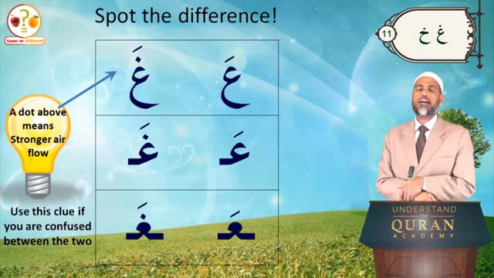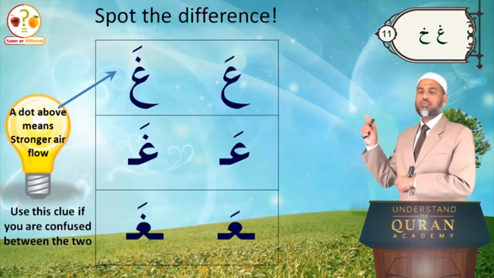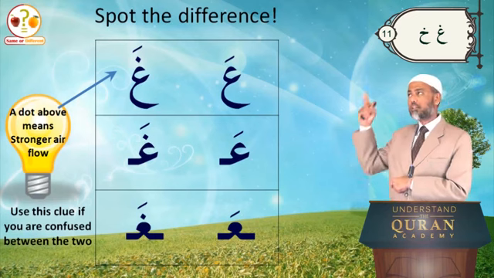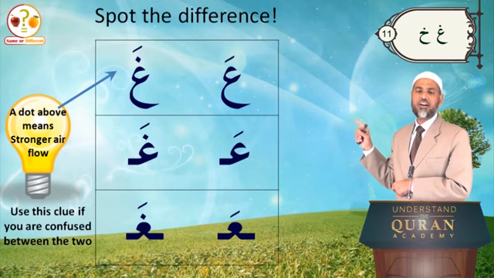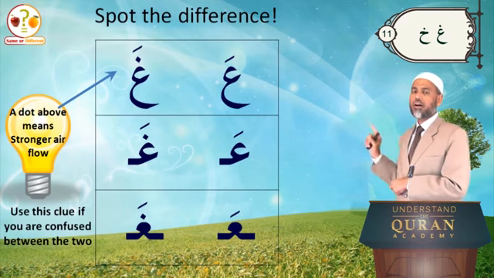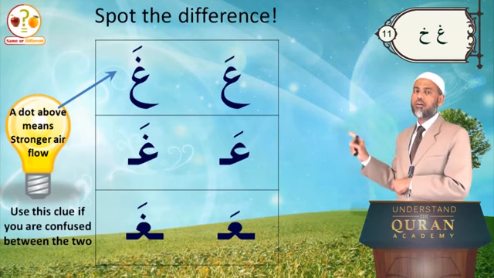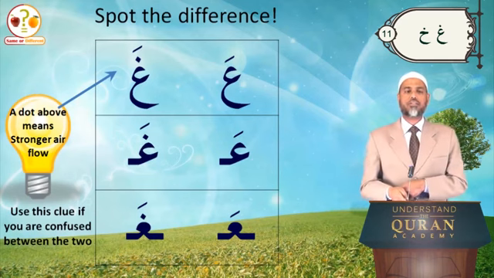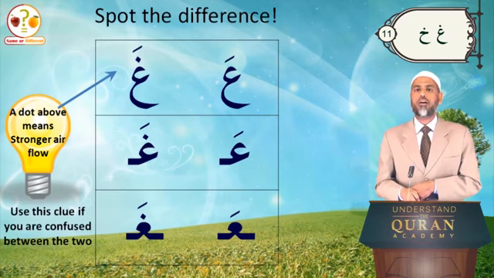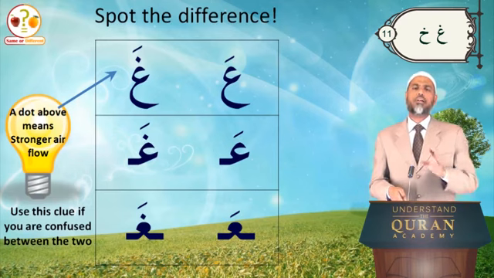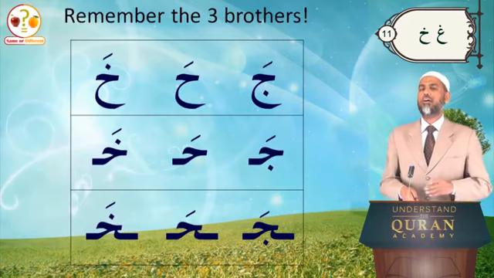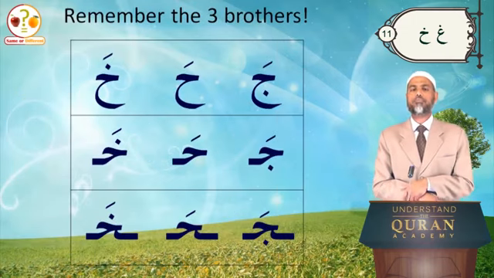Similarly, ayn and ghayn. First one is ayn, and the second one has a ghurab on its head. Okay, ghurab on its head, so that is ghayn. So with fatha it will be a, gha, gha, gha, and the dot above represents strong airflow. Except for one letter which is dad. In general, for all the letters, a dot above means strong airflow.